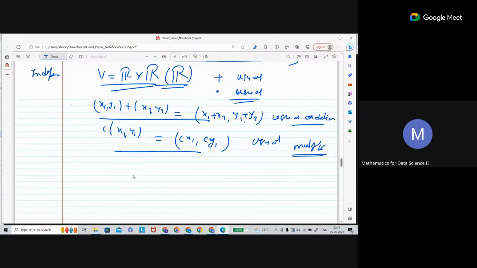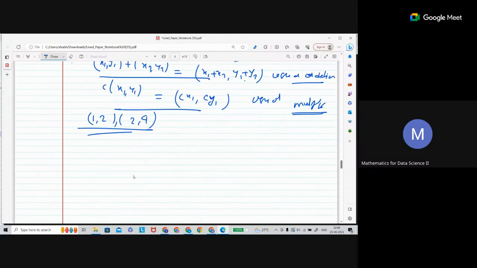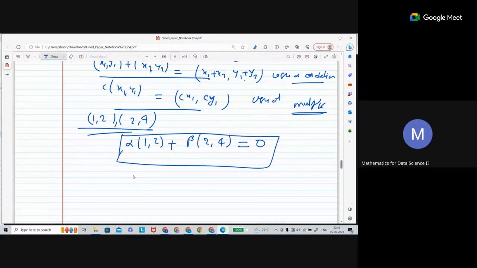Now I am taking two vectors here, (1, 2) and (2, 4). I want to check whether these two vectors are independent or dependent. What does that mean? Let's write it like this: alpha times the first vector plus beta times the second vector equals zero. Now solve this to find the values of alpha and beta.